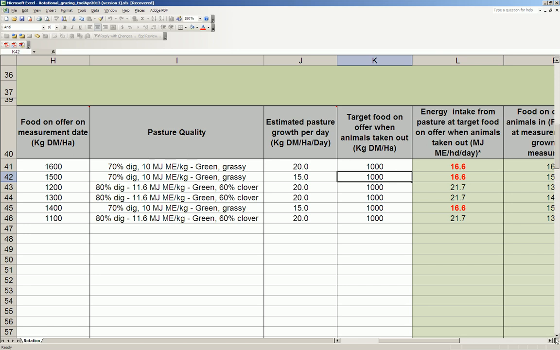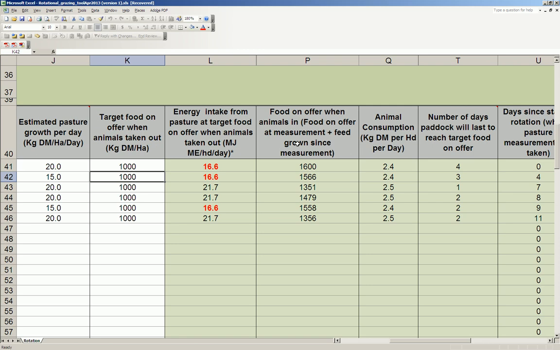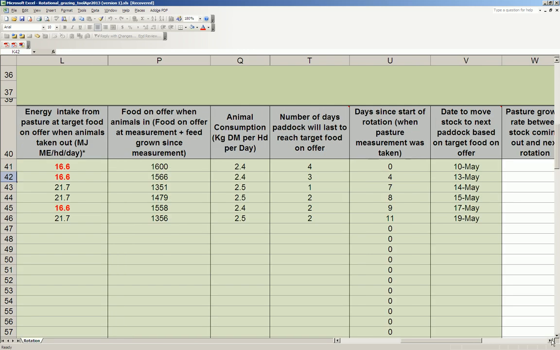All right, so the next one is going to tell me what my food on offer will be when my animals go in, because of course from the time that the animals are grazing the pasture from my measurement date, it's going to be growing at the same time. So this column gives me how much feed I'm going to have when the animals go into each of the paddocks. This column here in Q gives us the consumption per head per day.